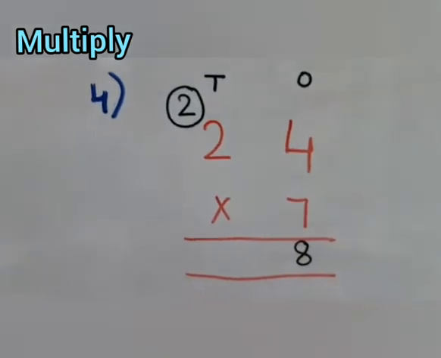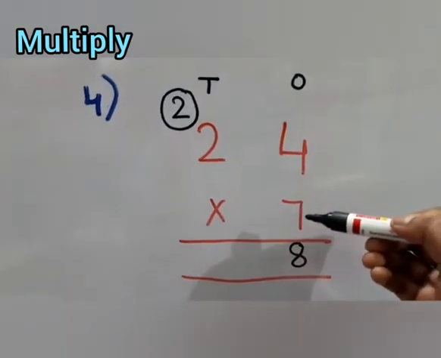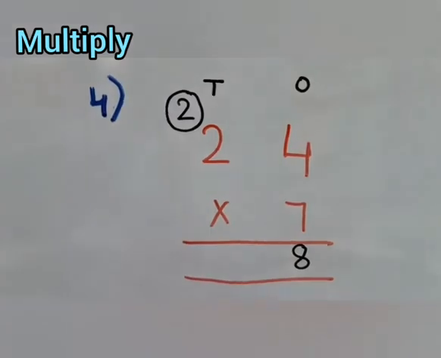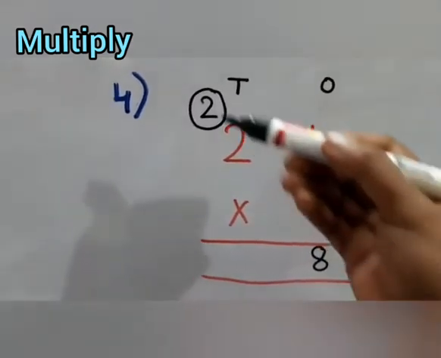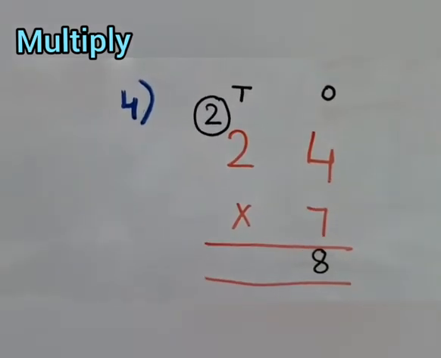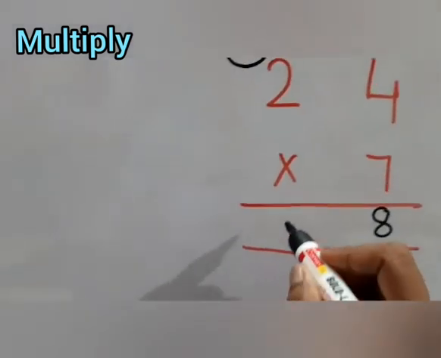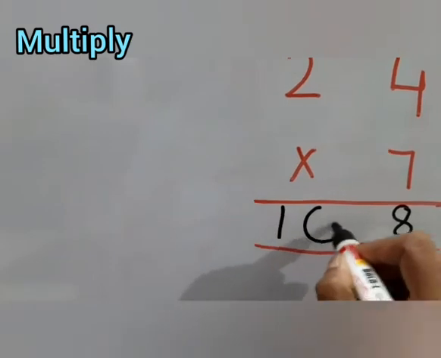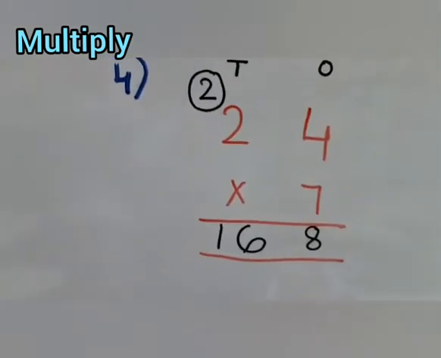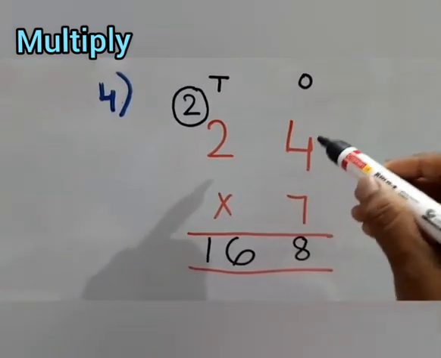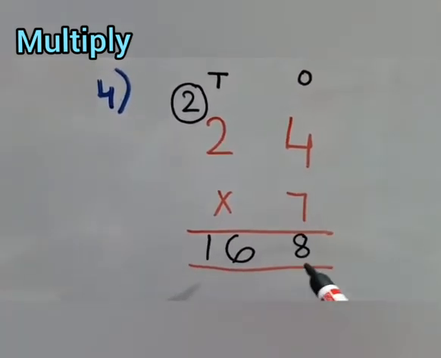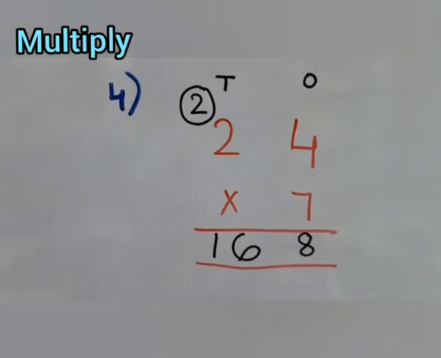Then what we have to do, children? Yes, we have to multiply 7 with 2. So 7 twos are 14, and 14 plus 2, yes, it is 16. So the answer is 168. So when we multiply 24 with 7, we get the answer 168.